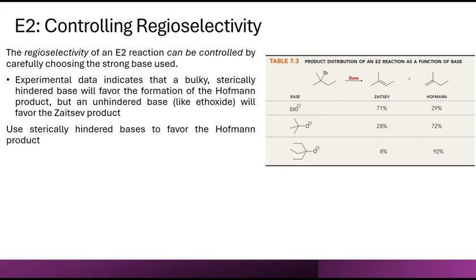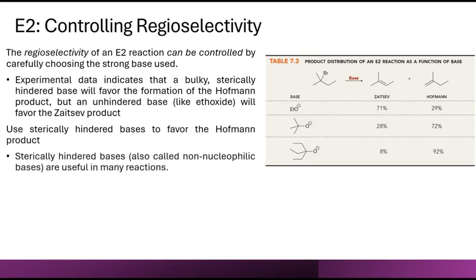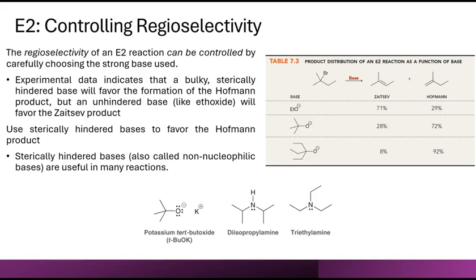Use sterically hindered bases to favor the Hofmann product. Sterically hindered bases, also called non-nucleophilic bases, are useful in many reactions. The ones that you'll see quite often are potassium tert-butoxide, diisopropylamine, and triethylamine.